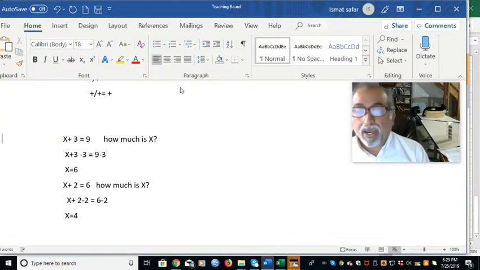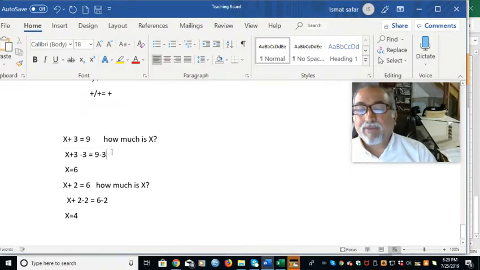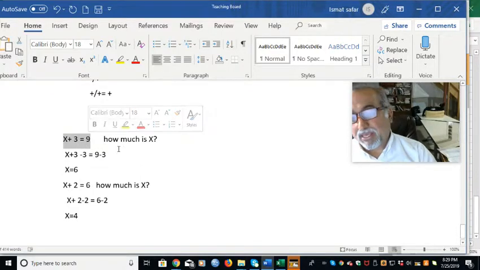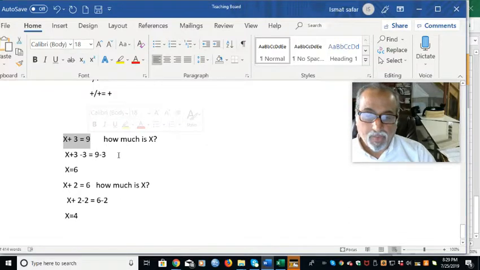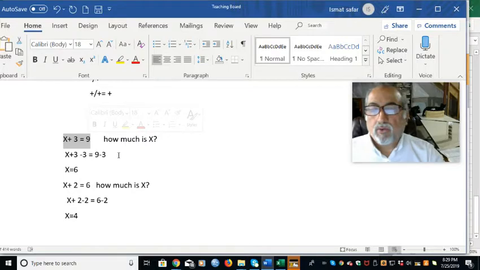If we have an equation like this one here, x plus 3 equals 9. How much is x? I don't know. So x plus 3 equals 9. How much is x? What we do here is a little trick. We add something in order to cancel and simplify and make the equation easier to find x.